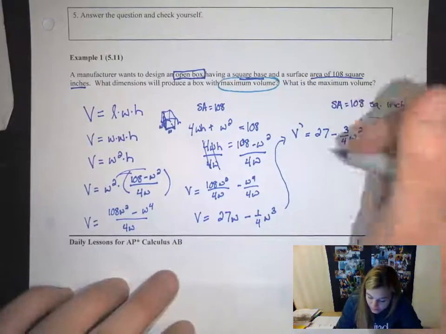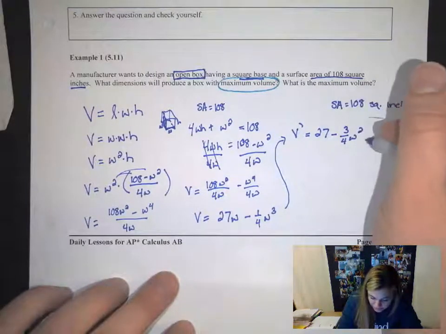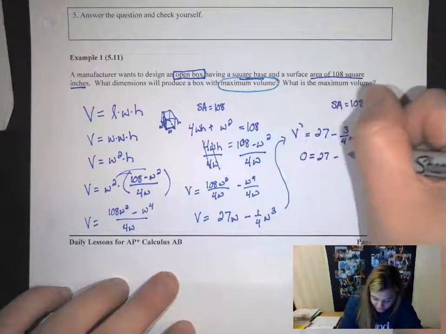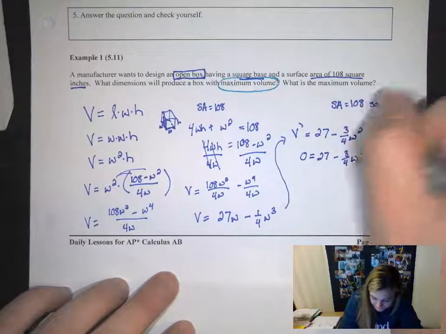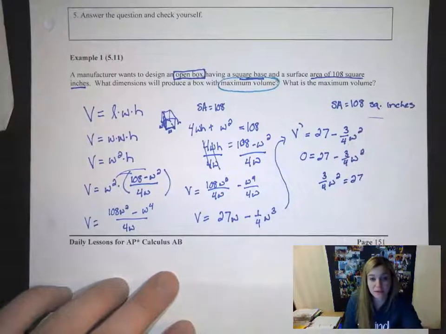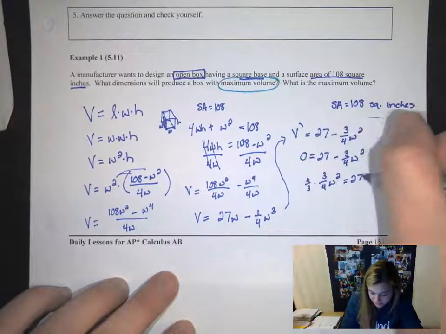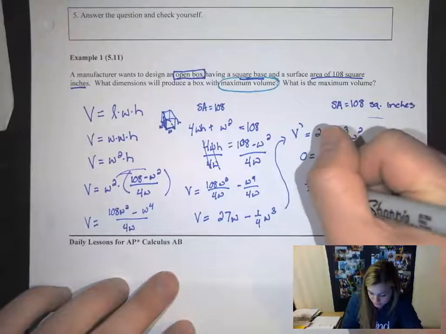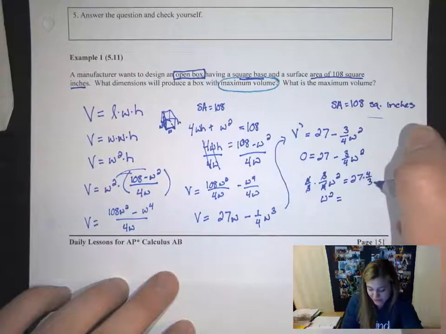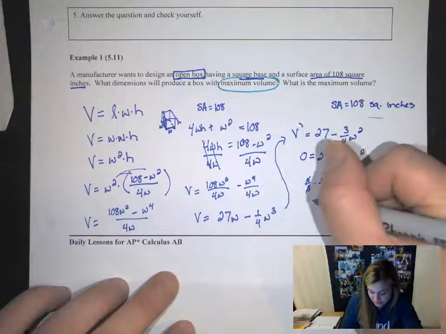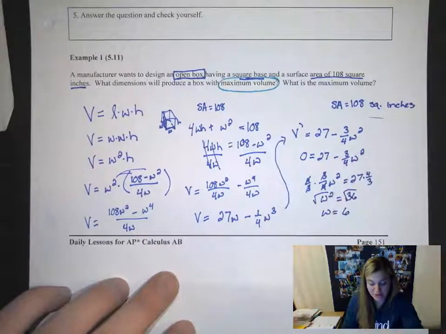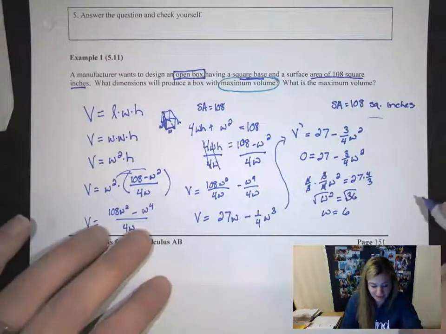So V prime is 27 minus 3/4 W squared, and then I'm almost done. I have to find the zeros in order to find the maximum. Add this on both sides. Multiply by 4/3. W squared is equal to 27 divided by 3 is 9, 9 times 4 is 36. Because I'm talking about an actual width, I would only use the positive value here. So I have a width of 6.